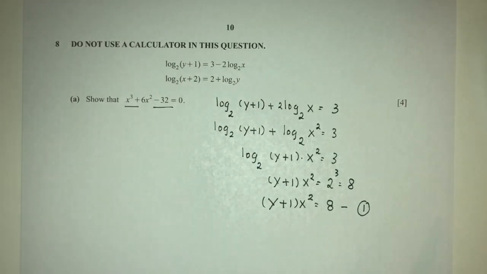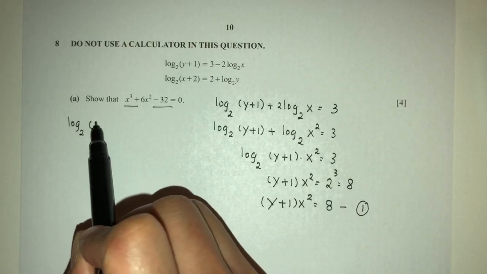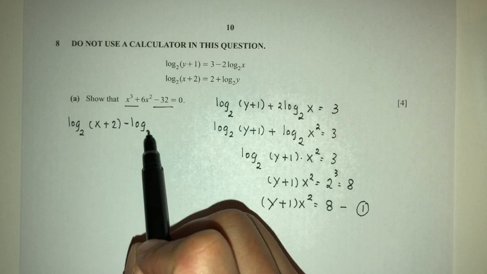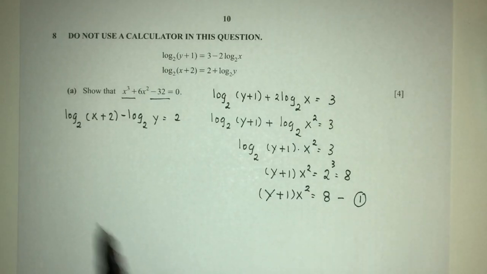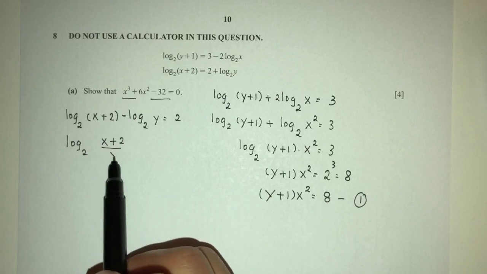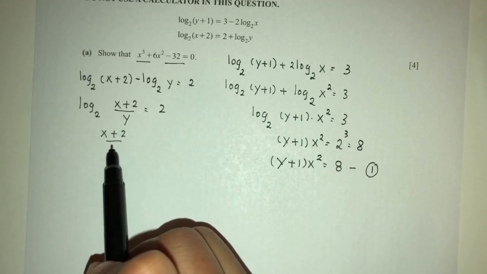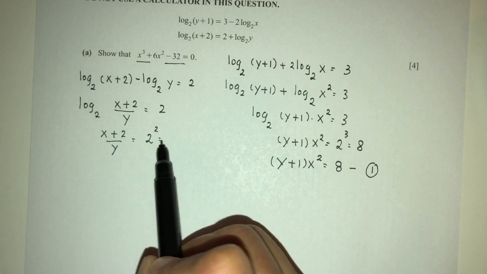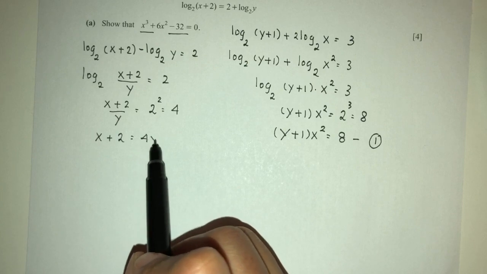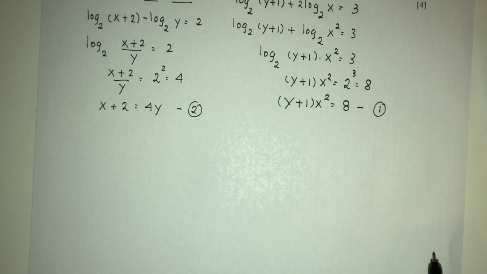Now let's try to simplify this one. Here I have log base 2 of x plus 2. We can send this over here. We have minus log 2 of y is 2. Simplify, you will have log 2 of x plus 2 divided by y is 2. Send this over here. You will have x plus 2 over y is 2 power 2, which is 4. Again, x plus 2 will be 4y. That is my equation number 2.